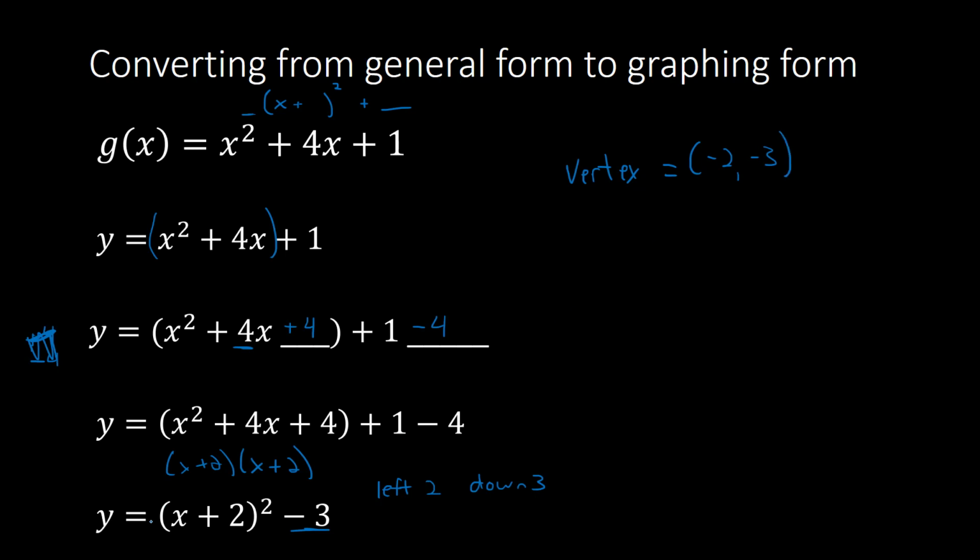We know it's facing up because this is a positive number out here. So it's going to look something like this, with the vertex at the point negative 2, negative 3. And I'm not going to take the time to graph this completely, but we've learned in the last lesson how to graph. So the goal here is simply to get this into the correct format so that I can graph if I need it. So this is level 1 difficulty. This is the most easy scenario. And then here is a more difficult scenario.